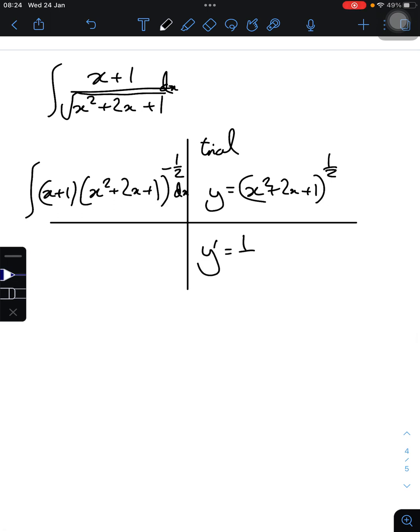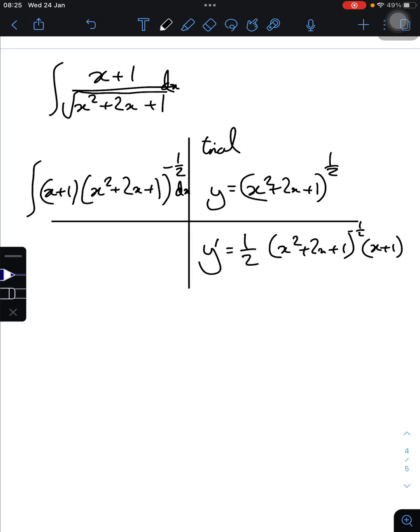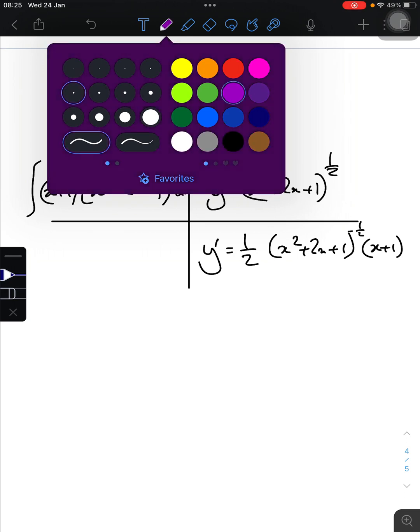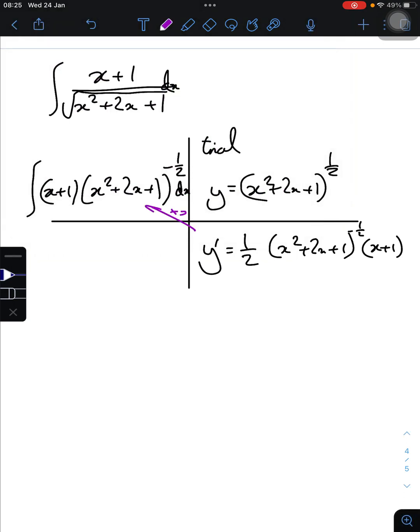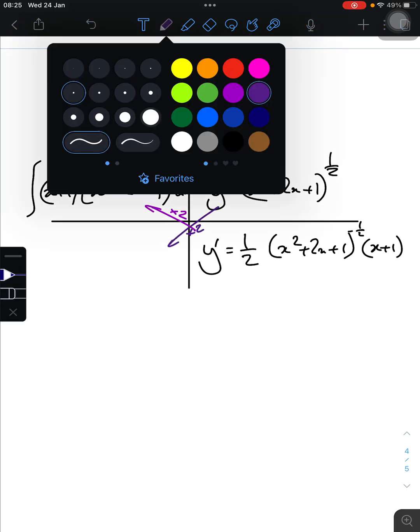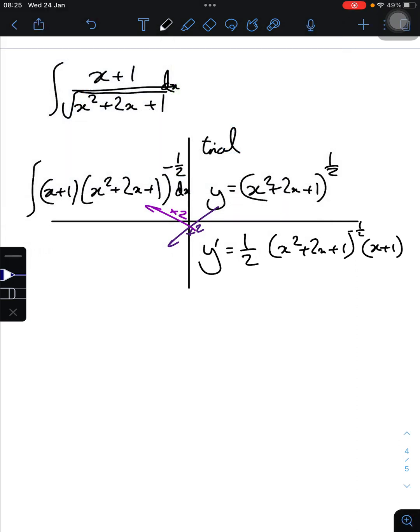Differentiating that, y dash would be a half lots of x squared plus 2x plus 1 to the power of negative 1 over 2, and then the differential of the inside of the brackets, x plus 1. So how do I get in between the 2? I need to get rid of that over 2, so I need to multiply by 2 to get to here. Make sure your arrows are pointing the right way. And so therefore, my trial, I need to multiply by 2 as well. And so I would get 2 lots of x squared plus 2x plus 1 to the power of a half plus c.